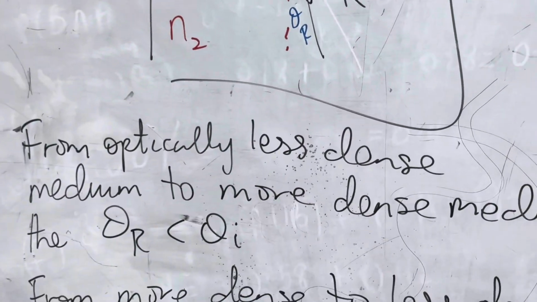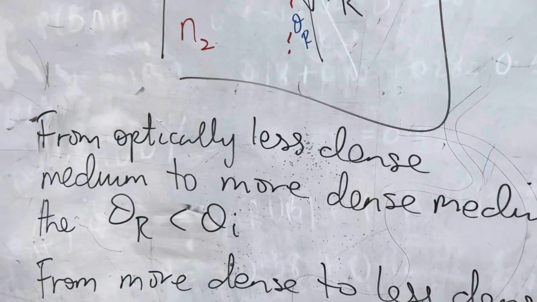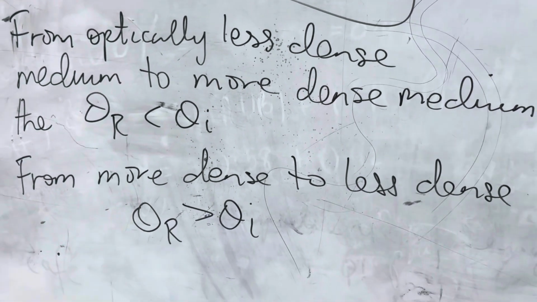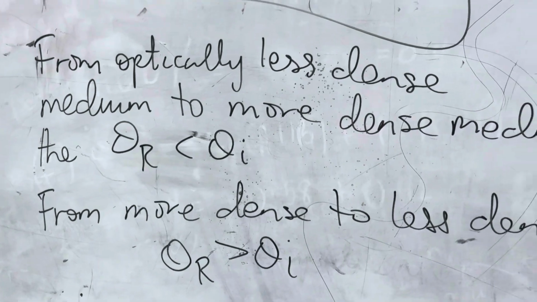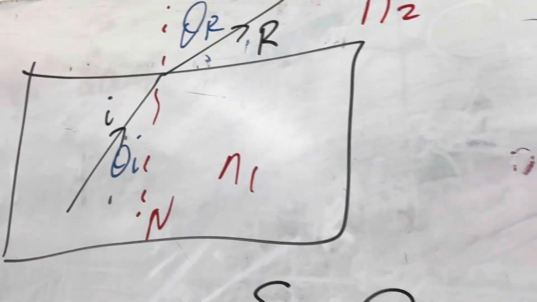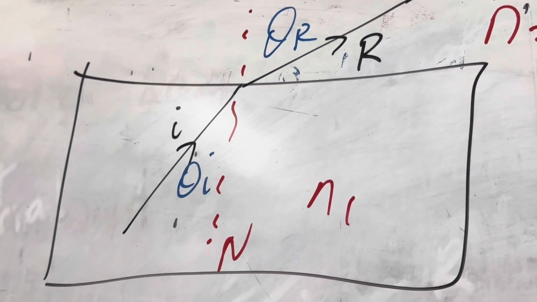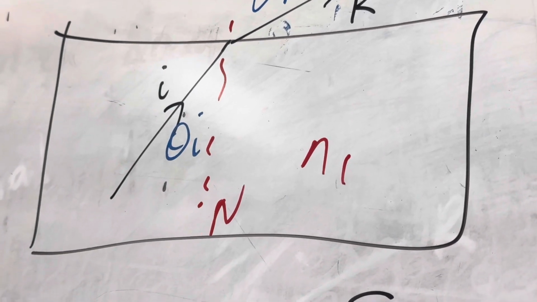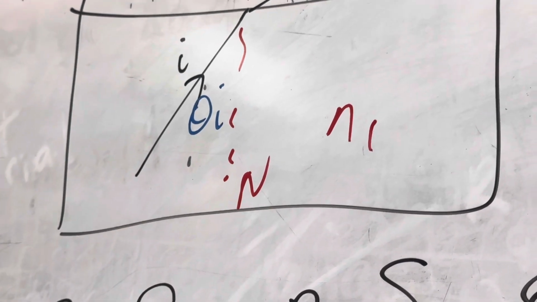Okay? So from an optically less dense medium to a more dense medium, theta R is less than theta I. From more dense to less dense, theta R is more than theta I. So if you look at the diagram here, it is different. With this diagram now, the incident ray is inside the glass, okay? And the refracted ray is outside the glass. So we switch the origin of the ray.